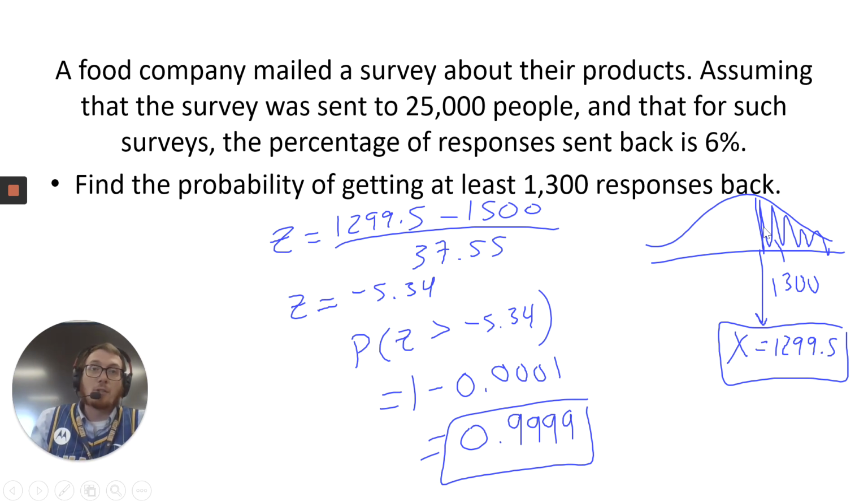You'll notice my picture isn't correct at all. I just draw this to give a basic understanding. If I was drawing this picture correctly, my 1,300 would be way over here because it's way less than the average of 1,500. And so 1,300 would be way over here, and the area to the right would be almost all of it, .9999 as a decimal.